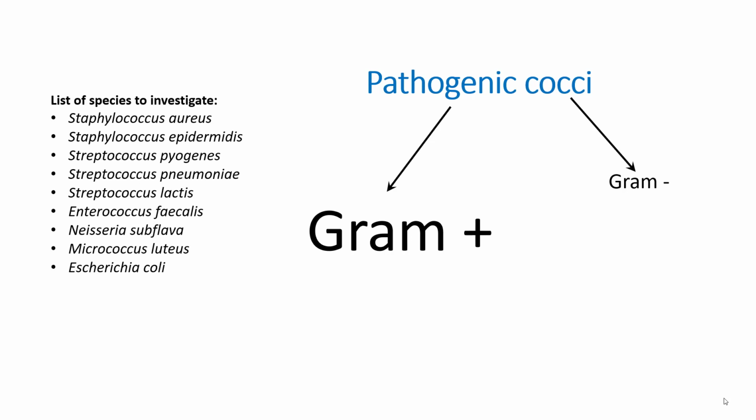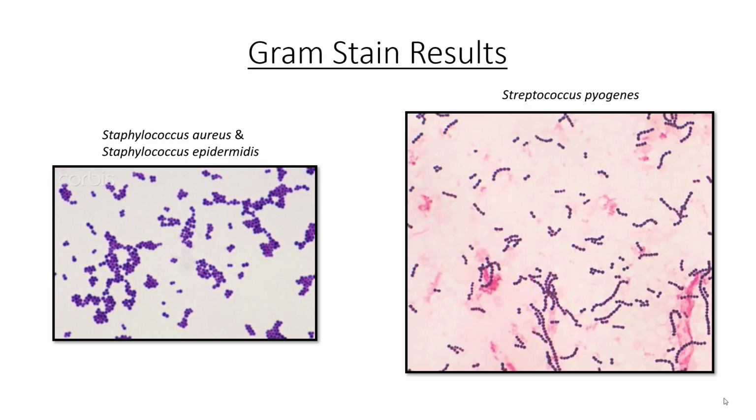Now, a feature that is interesting is that most pathogenic cocci tend to be gram-positive rather than gram-negative. So let's take a look at the gram stain results for some of these species. Again, please record the results in your lab. You should be recording the gram stain, the shape, and the arrangement, such as Staphylo, Strepto, or Diplo.